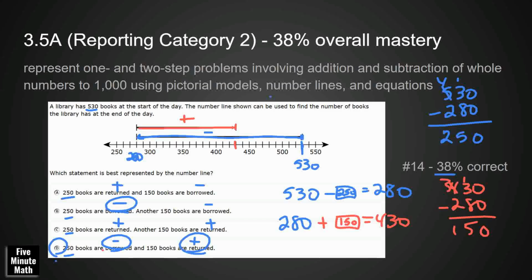Only 38% of our students got this correct. This was definitely a challenge, not only for interpreting the number line, but then putting it into the context of borrowing and returning. Because it takes context to understand we're looking for the number of books that the library has. Because if I am returning, that means I am losing the library book. So I am subtracting the library book from me, but we're doing it from the point of view of the library. So returning to the library means you're adding to the library. That's where it gets confusing.